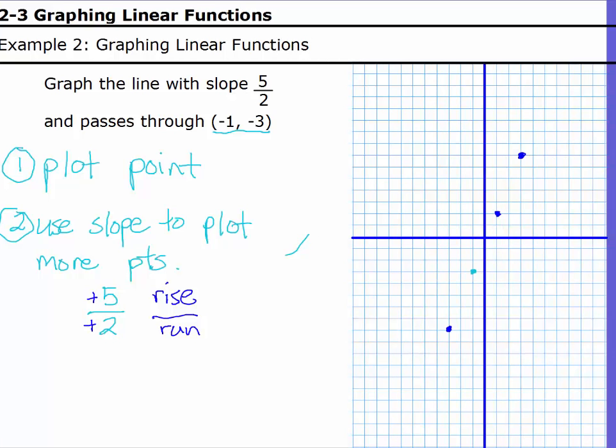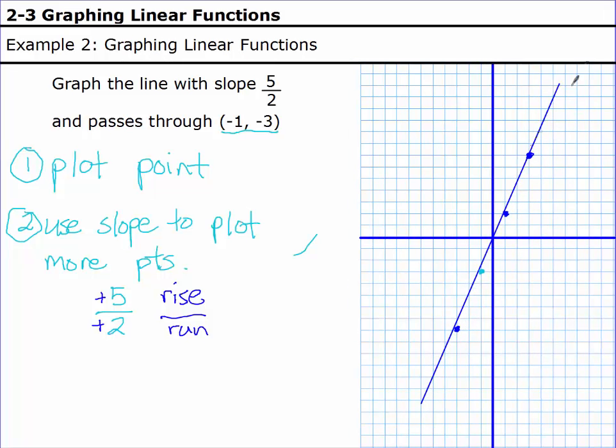So once you've got 3 or 4 points on there, then you just want to draw a line through them, like that. Make sure your line goes through all of your points, and doesn't just stop. Okay, that would be a line segment, not a line. You learned about that in geometry. And then lines continue on forever, so you want to draw arrows on the end.